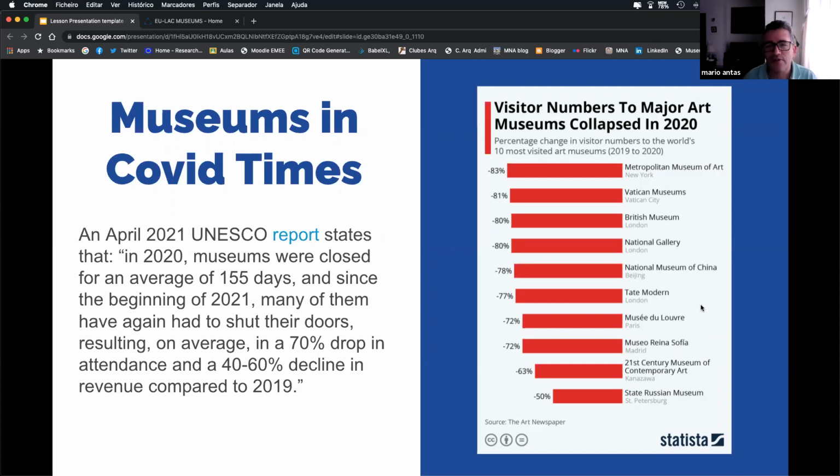So museums nowadays are facing the problem of a lack of visitors. This question is transversal to museums all over the world, and you see on the right side of your screen a comparing table of the percentage change in visitor numbers in the 10 most visited art museums. If you look, a drop of 83% at the Metropolitan Museum of Art in New York, and 82%, 81% at the Vatican Museums, or 80% at the British Museum in London. And you see a lot of this drop, 72% at the Louvre Museum. So there is a huge drop of visitors among museums around the world.